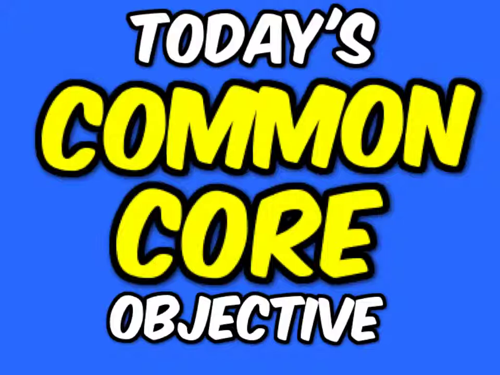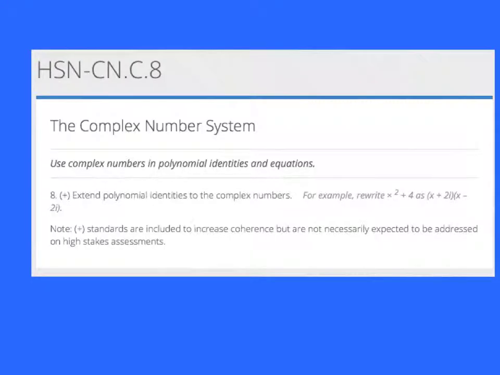Today's Common Core objective. Complex number system, we're still going to do a little bit of this, except just a little bit different today. Extend polynomial identities to the complex numbers.